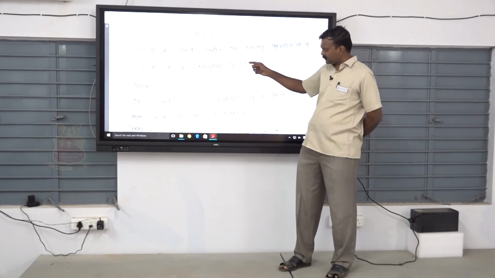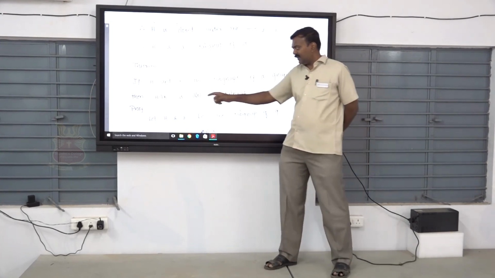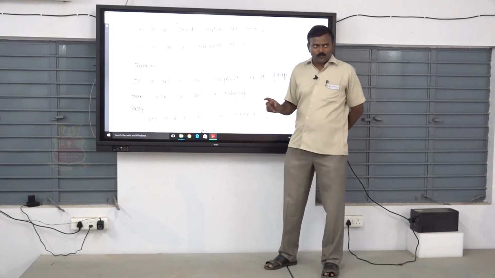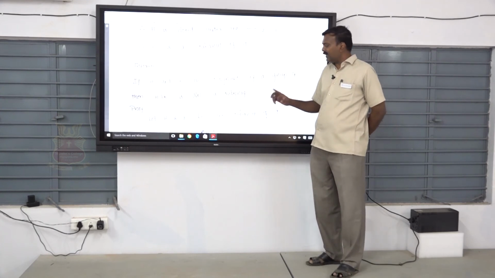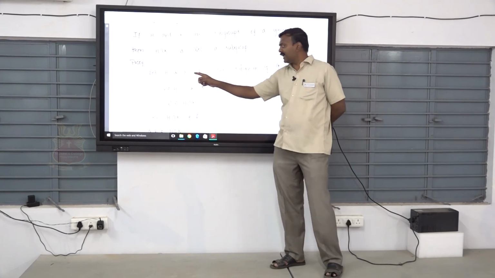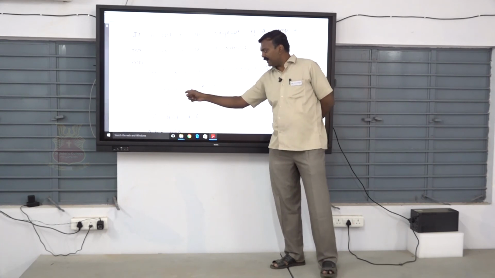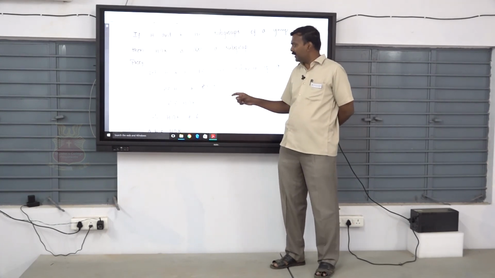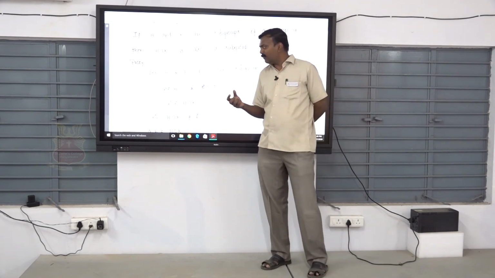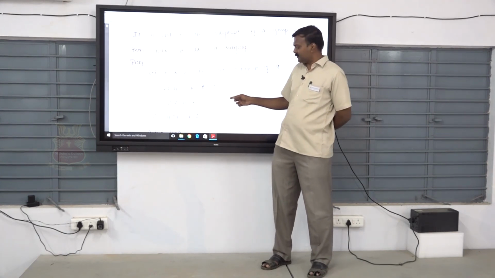The next theorem: if H and K are subgroups of a group G, then H intersection K is also a subgroup. H and K are subgroups, then H intersection K is also a subgroup. What is the proof? Let H and K be subgroups of G. e belongs to H and e belongs to K. Why? H is a subgroup of G, K is also a subgroup, so each has the identity element e. Therefore, e belongs to H and e belongs to K.